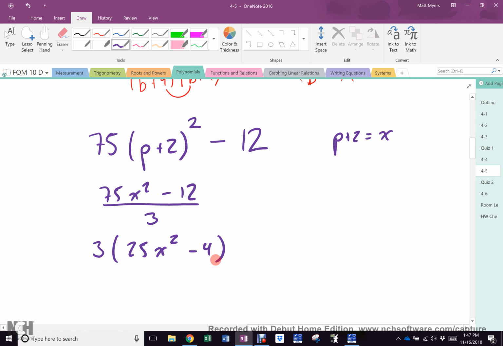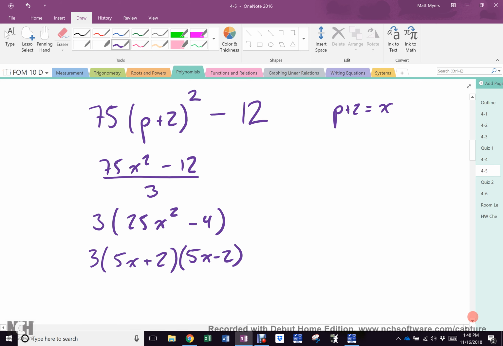Now what? Talk to your neighbor. What do you see? What has appeared that wasn't there before? Wait, negative 4. A square minus a square. So what do I do? You change 3 times 25, which is 75. No. 5x plus 2, and then 5x minus 2.